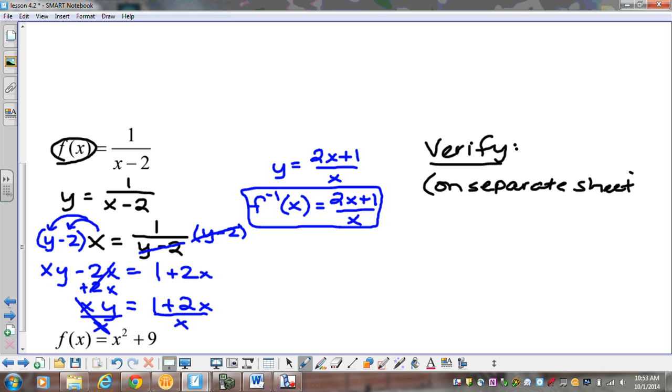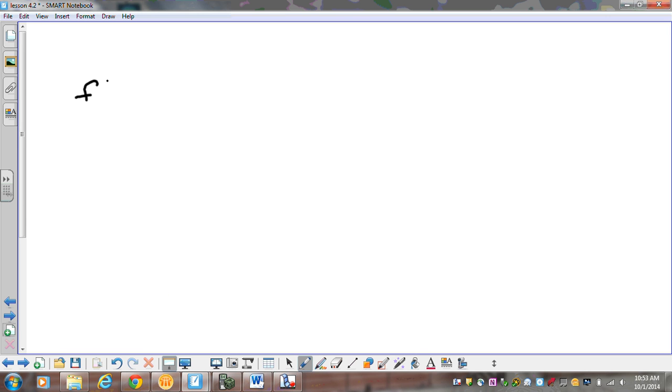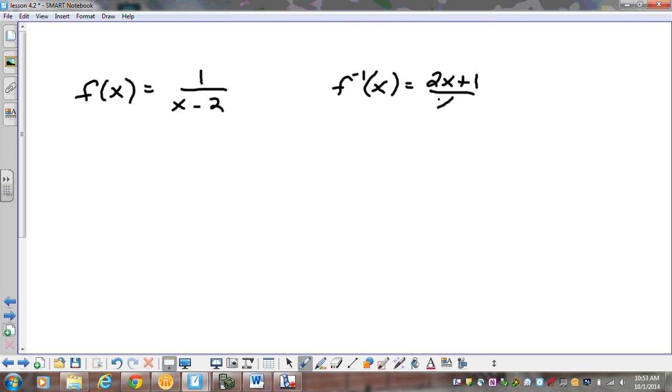We're on a separate page, something like that. You might want to draw an arrow to where you put it. I'm going to put my verification right over here on this next page. My original function was f of x equals 1 over x minus 2. And we said my inverse function was 2x plus 1 over x.